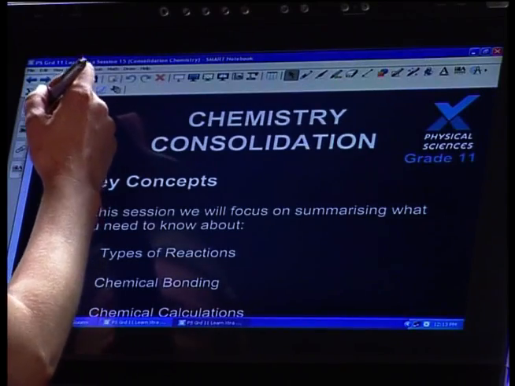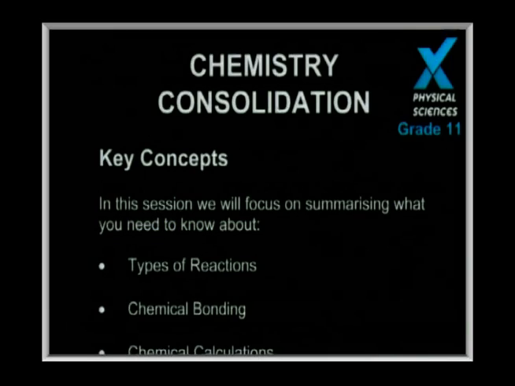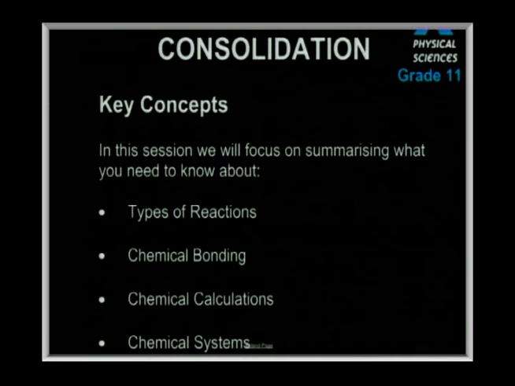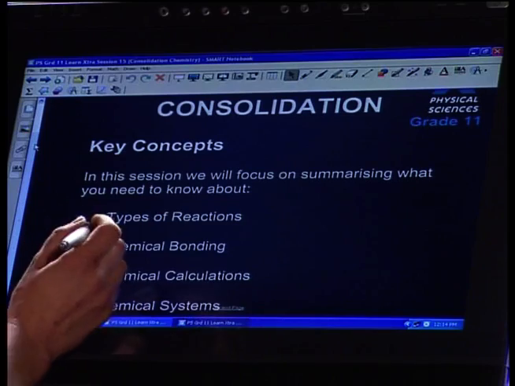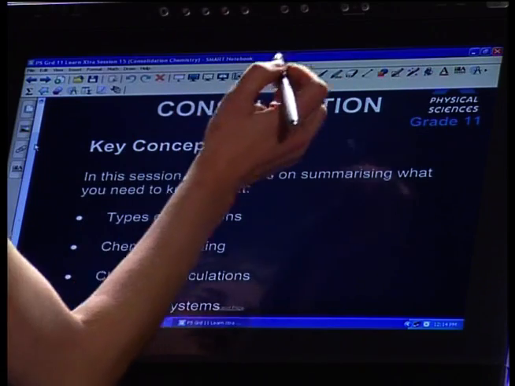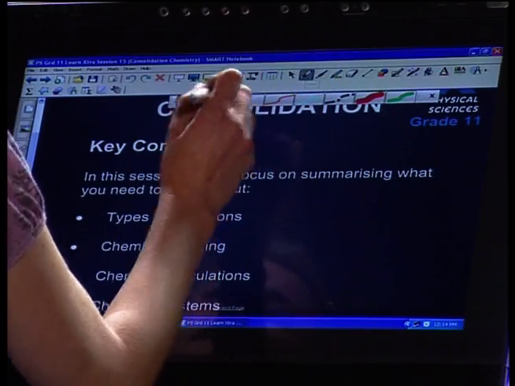Today's lesson is going to be a consolidation lesson for grade 11 chemistry. The key concepts that we're going to be having a look at are types of chemical reactions, chemical bonding, then we'll have a look at some chemical calculations, and finally at chemical systems. Now I'm going to start by talking to you guys a little bit about the different types of reactions that we need to be able to identify.